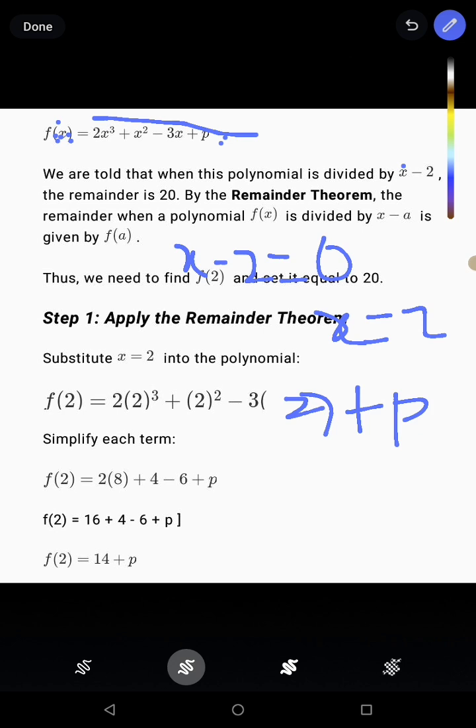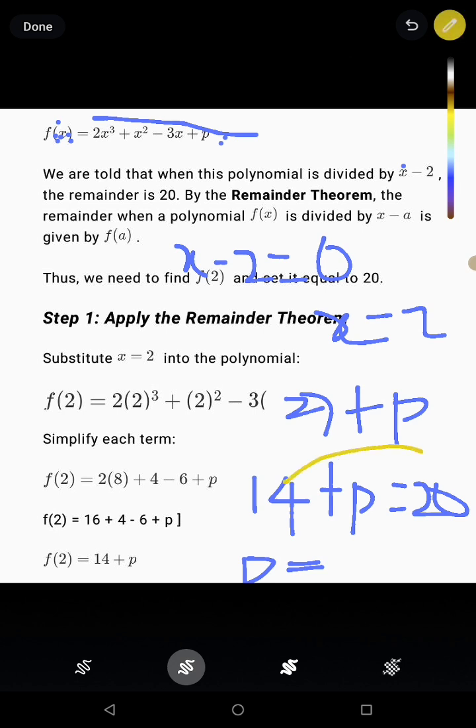But they've said it is equal to 20. So all we need to do is to set our 14 plus p equals 20. And with that, our p is going to be what? 20 minus 14. When you bring this one to this side, the positive here is going to be negative here. So 20 minus 14 is 6. So the answer to the question is 6.